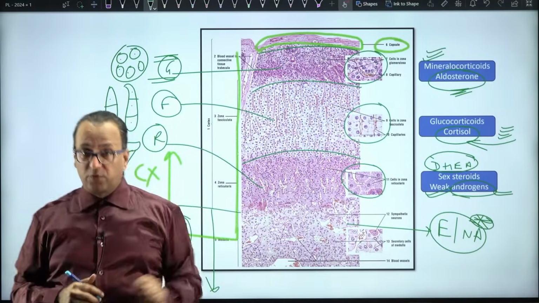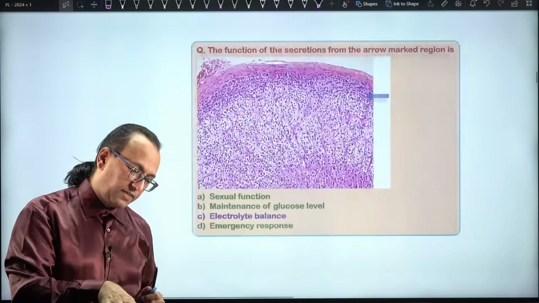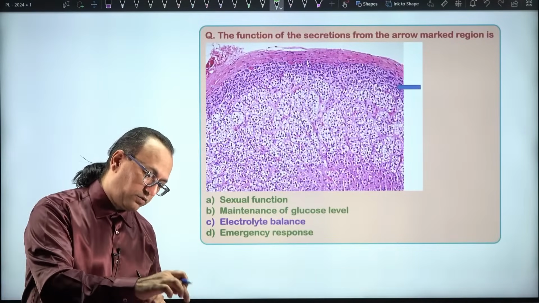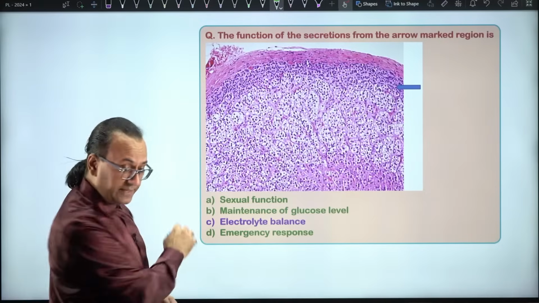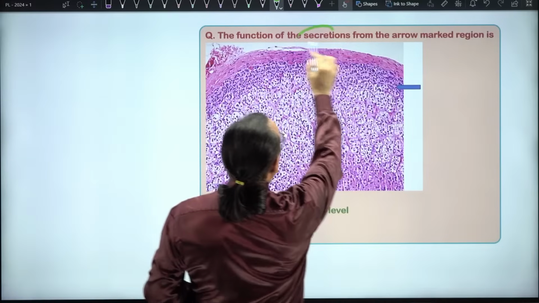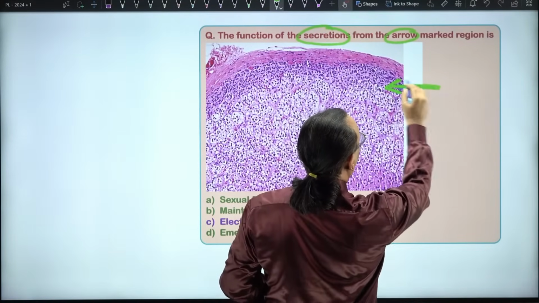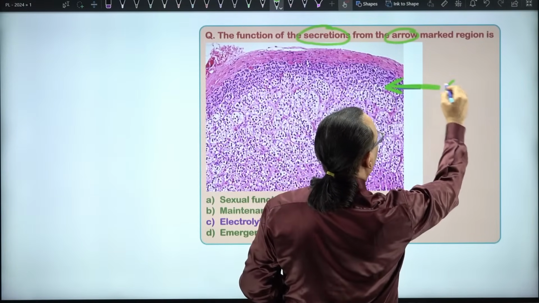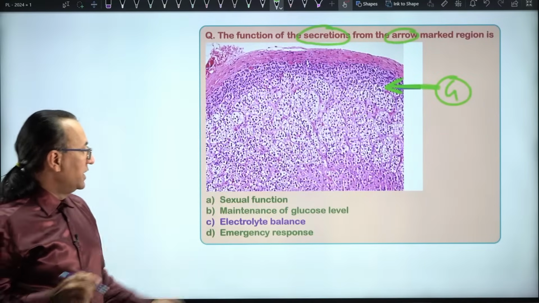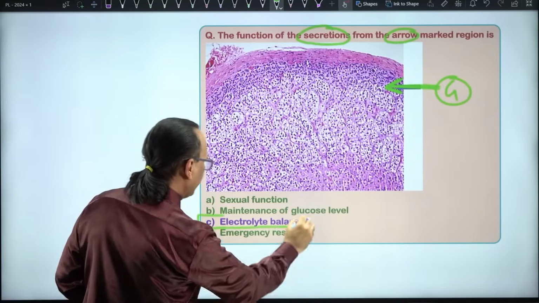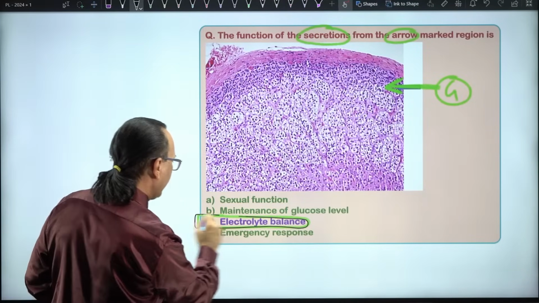So with that overview, we can come back to our question, and you can see that the answer to this particular question should be. So it is asking the function of the secretions from the arrow mark region, means this region. So what is that? That is zona glomerulosa. And if it is zona glomerulosa, then it will be giving us mineralocorticoids like aldosterone. So that is why we are taking our answer as choice number C, electrolyte balance.